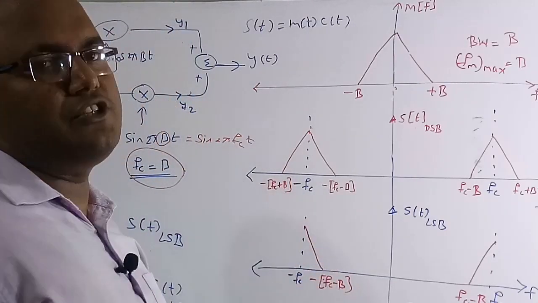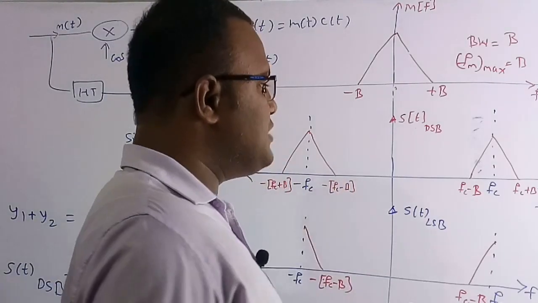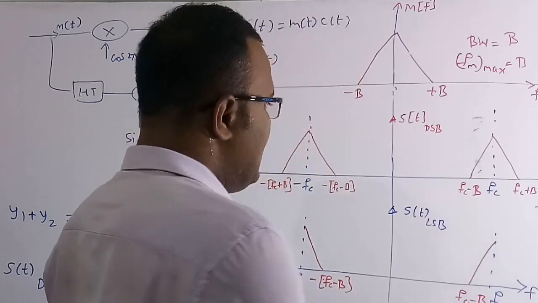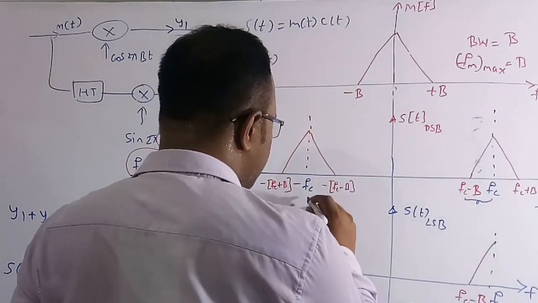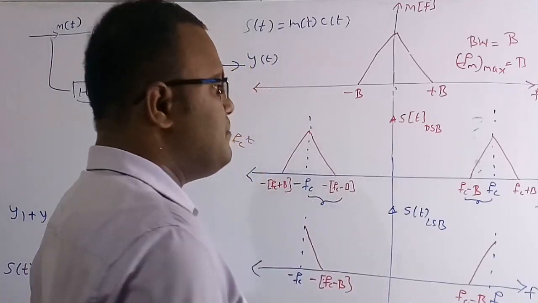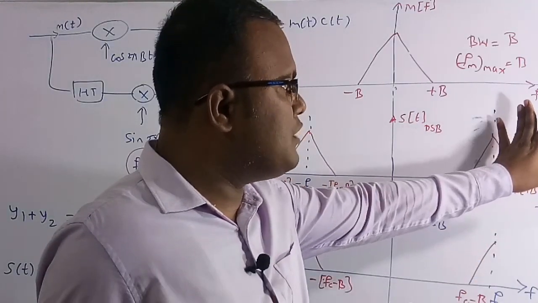By using the convolution property, from this we need to get only LSB. LSB means only FC to FC minus B, and similarly from minus FC to minus of FC plus B. So this other part we are now going to remove.